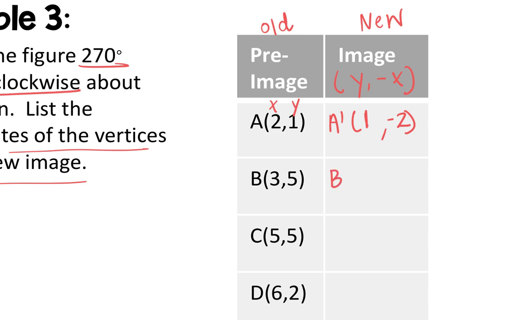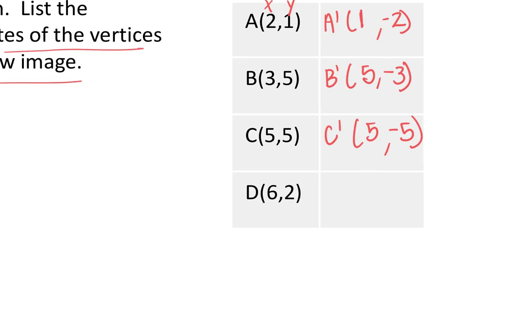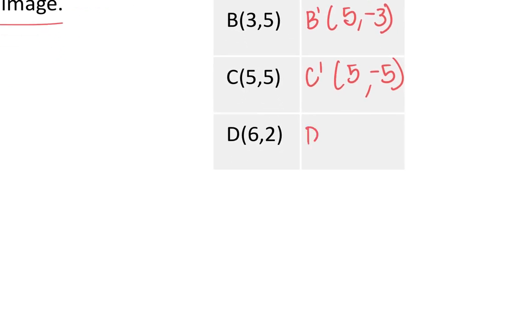Okay, B prime. 5 is going to go first now, and 3 is going to be a negative 3. Change the sign of the x. Okay, C prime. 5 goes here, and then negative 5 goes second. D prime. 2 goes first, 6 goes second, but it's a negative 6.